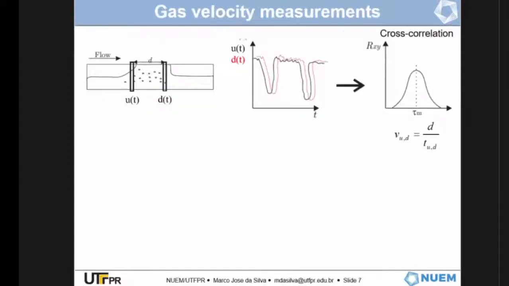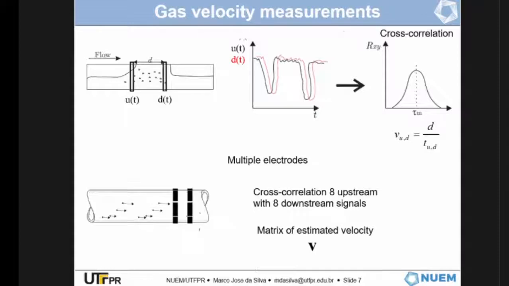So that means I'm also using another principle which is quite common, the transit time measurement. If you have a structure going past the upstream sensor and then to the downstream sensor, you get two signals, and they are time shifted. If I measure the time shift, and normally we use cross correlation, there are also other methods, and I know the distance between the two, I get the velocity. Of course, this is the structure velocity, not the real gas velocity.